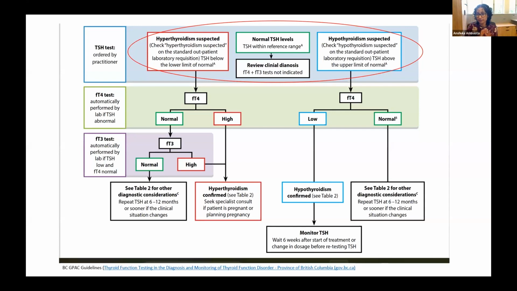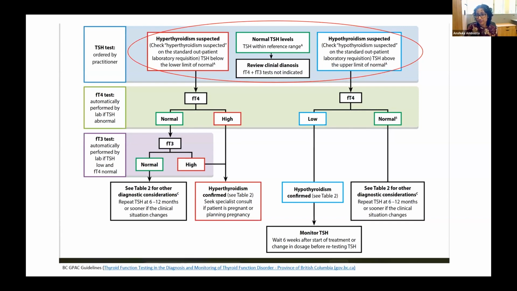So the nice thing about the stepwise algorithm is that you're not doing the whole panel of thyroid function, free hormones, as well as antibodies all at the same time, which is often really difficult to interpret, and it's hard to know what to make of it. You start with the TSH, and then you only move to the next step of hormones if it's abnormal. One thing that's really important to notice is that you don't even do the free hormones simultaneously. You only start with the free T4.